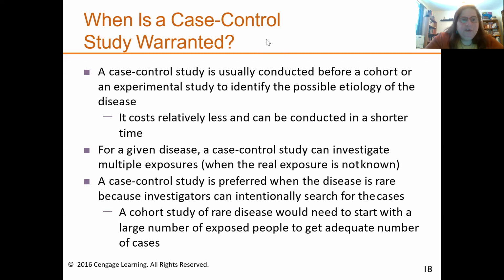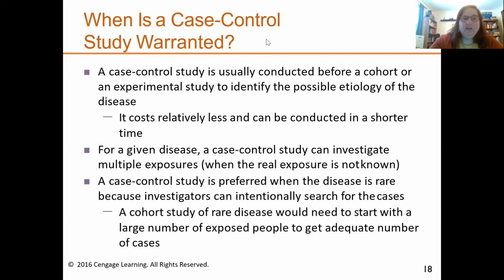Now here, this is with the rare thing again. So a case control study is preferred when the disease is rare. Remember last time it was when the exposure was rare. Now it's when the disease is rare, because the researchers can intentionally search for the cases. Okay, so that's the idea.